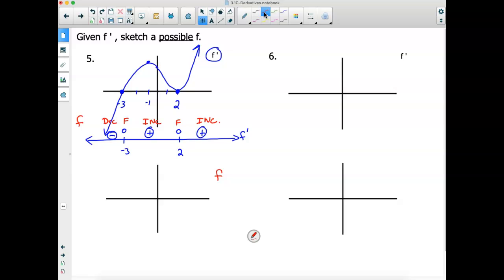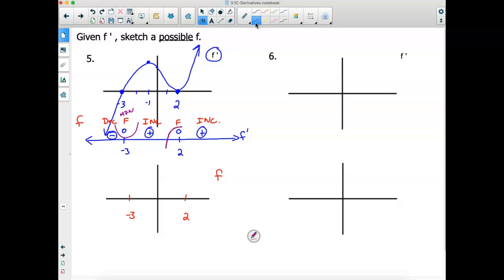How would I draw that? Well, here's how I would do it. Here's a negative 3. Here's a 2. What that really looks like is if I decrease to flat and increase, it looks like a minimum at this flat.